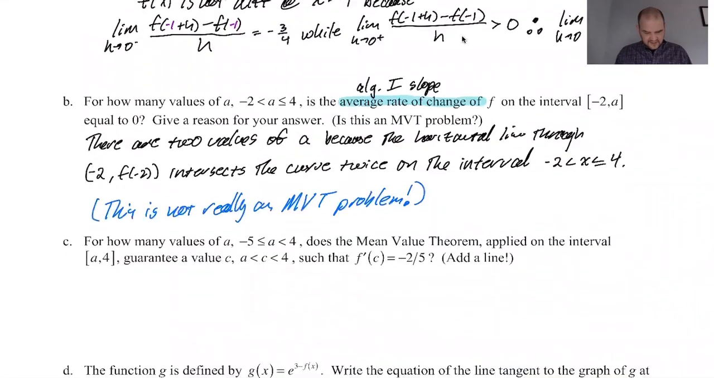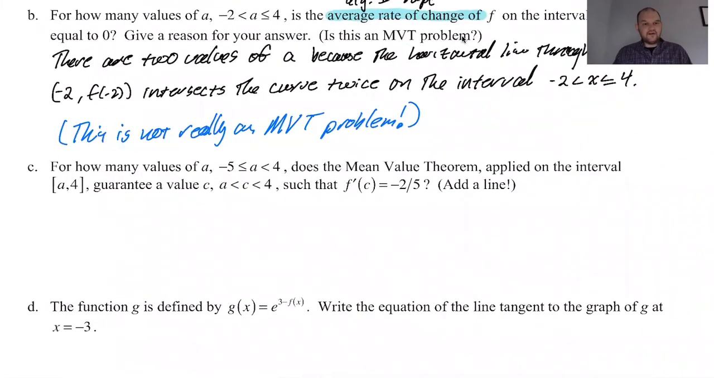So we are on part C, and part C says, for how many values of a, -5 less than or equal to a less than 4, does the mean value theorem applied on the interval from a to 4 guarantee a value c where a is less than c is less than 4 such that f prime of c equals -2/5? And then there's a hint that says add a line. It's like the only time in your life you're going to get a hint on these types of questions, but you're supposed to use the hint to come up with a general problem solving strategy. And one of the strategies is when you have to deal with slopes and you know specific points, try adding a line.